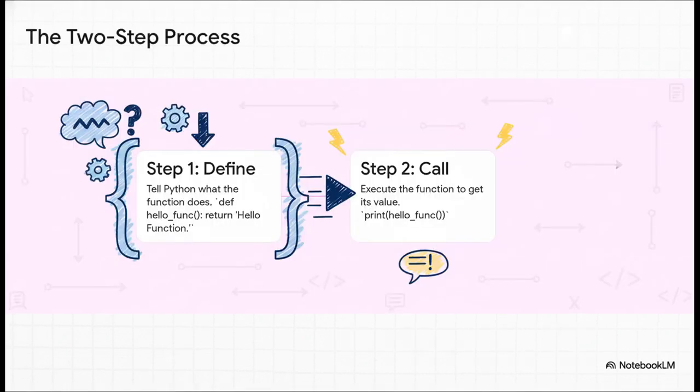So it's really a simple two-step dance. Step 1, we define the function. We're basically teaching Python a new trick. We're saying, hey, whenever I say hello_func, I want you to give me back this string. Then, in step 2, we call the function. That's when we're actually telling Python, okay, do that trick now.